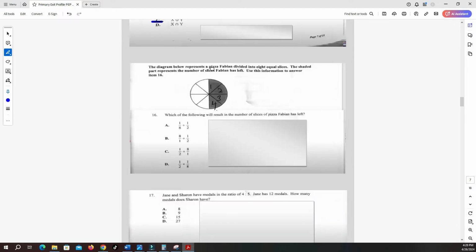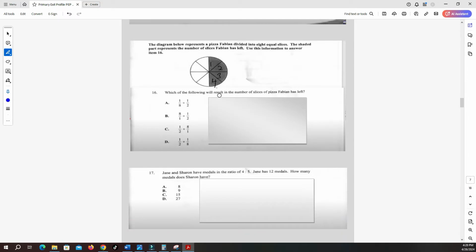The diagram below represents a pizza Fabian divided into 8 equal slices. The shaded part represents the number of slices Fabian has left. Use the information to answer item 16. Which of the following will result in the number of slices of pizza Fabian has left? Okay, so he has 1, 2, 3, 4, 5, 6, 7, 8 slices, right?